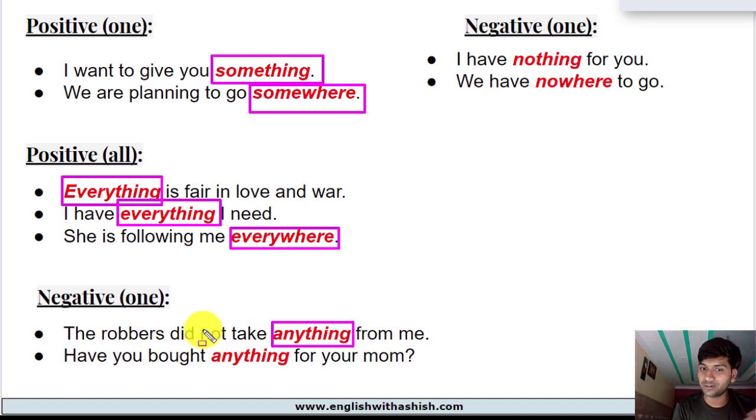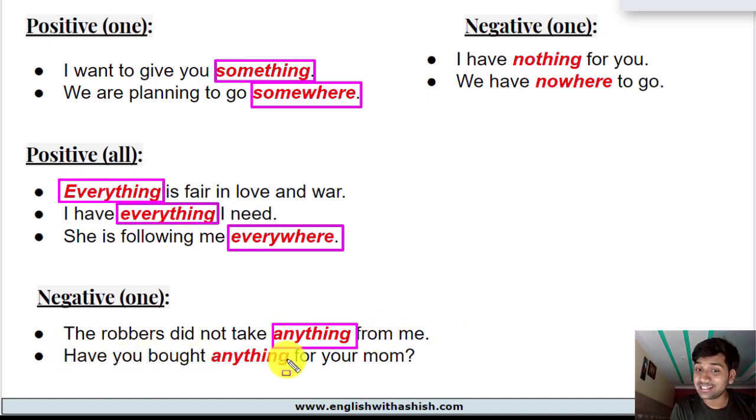Can I say the robbers did not take something from me? You can say that, but that's not the right English. That's not the correct sentence. So avoid using some plus one or thing or where in a negative sentence. Avoid that. The robbers did not take anything from me. Have you bought anything for your mom? Have you bought what? Anything, not a particular thing, anything for your mom, right?